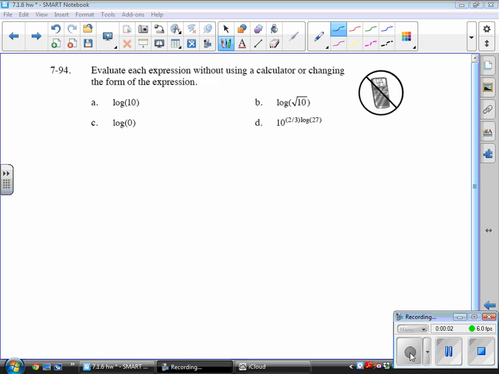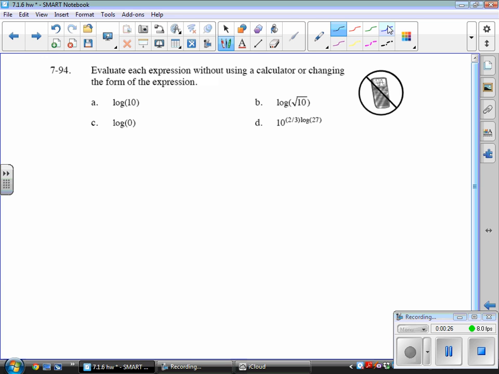This is problem 7-94 from section 7.1.6. Evaluate each expression without using a calculator or changing the form of the expression. So we look at all of these are logarithms, and notice they don't have a little number written down, so we are assuming the base is 10 for all of these problems. So we're trying to find out what this equals without using a calculator.